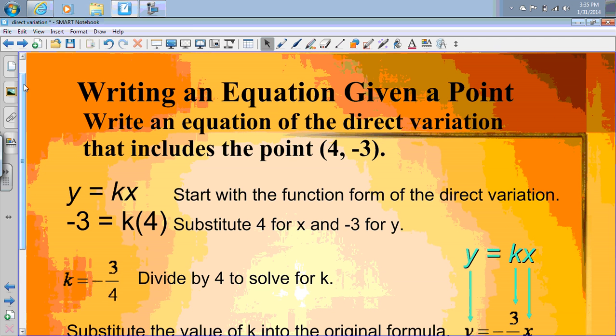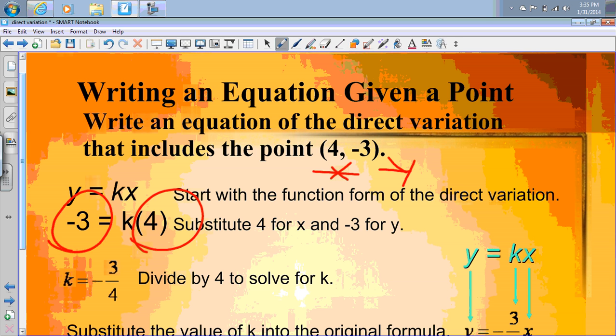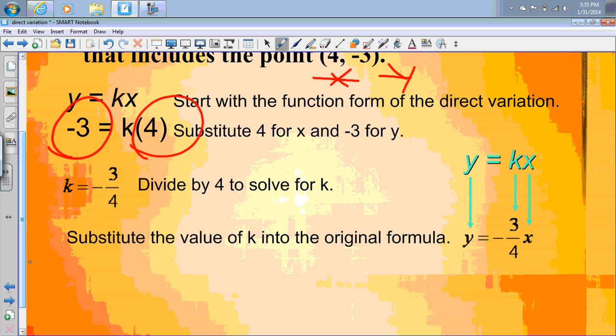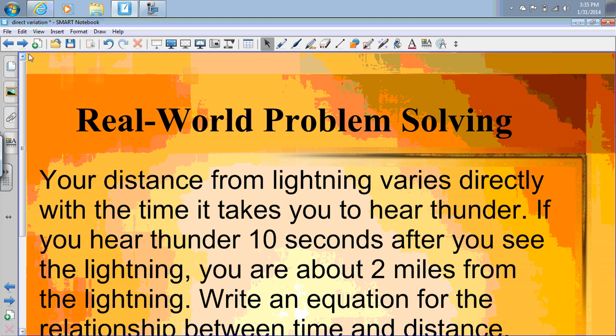What if we're given a point and we need to come up with the equation? Oh my goodness. This ordered pair has an x and a y. So I substitute 4 in for the x and -3 in for the y. And I solve for k. Here you go. y equals -3/4 x. All these examples are in your textbook also. Okay? That concludes our direct variation video.